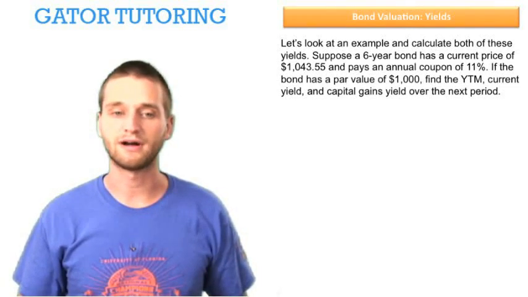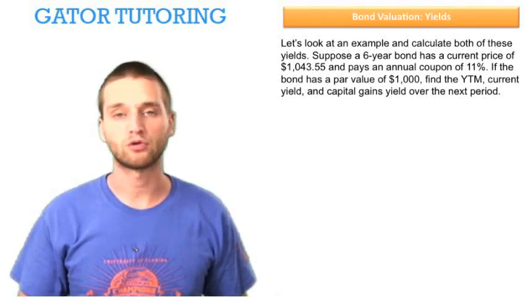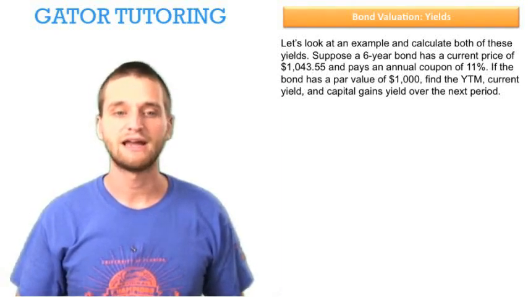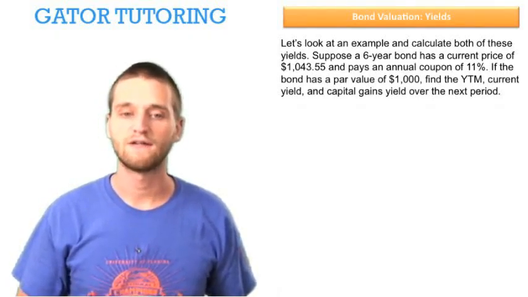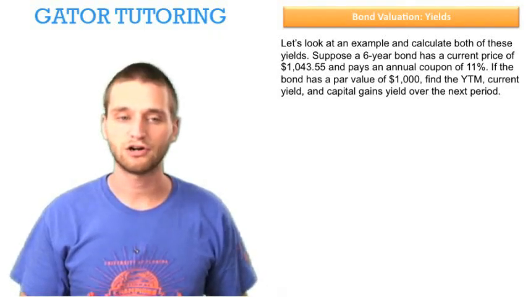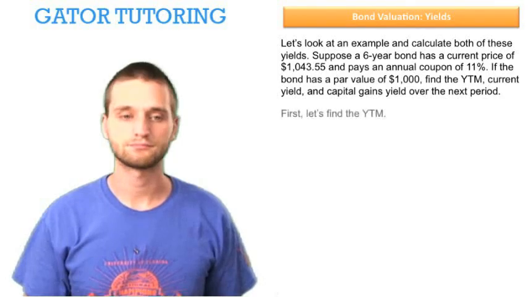Suppose a 6-year bond has a current price of $1,043.55 and pays an annual coupon of 11%. If the bond has a par value of $1,000, find the yield to maturity, the current yield, and the capital gains yield over the next period.